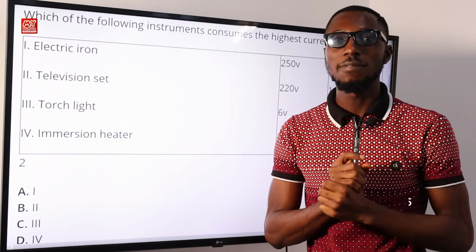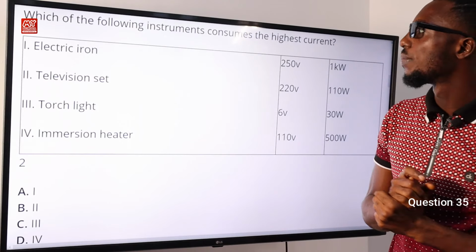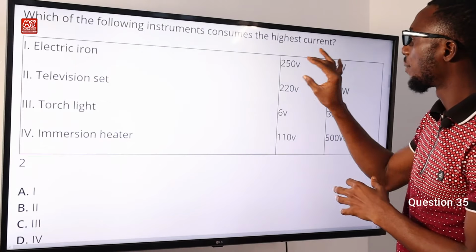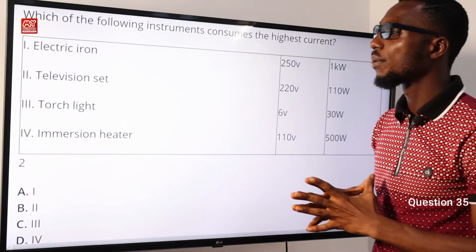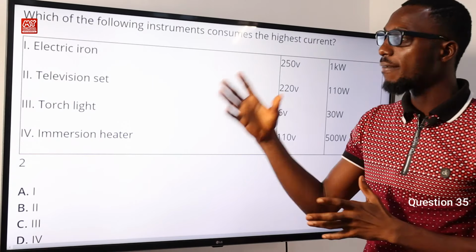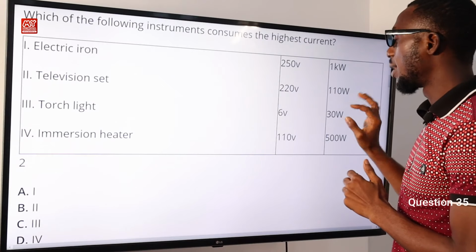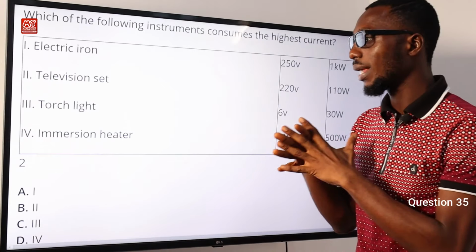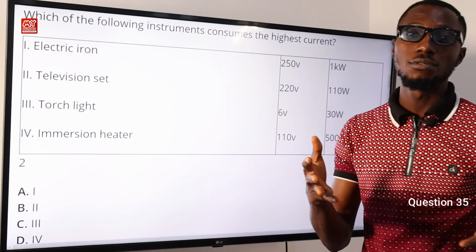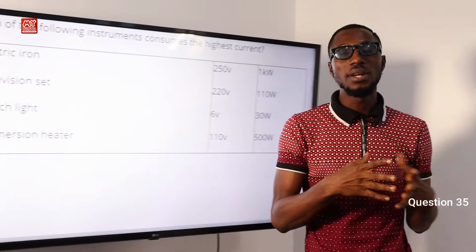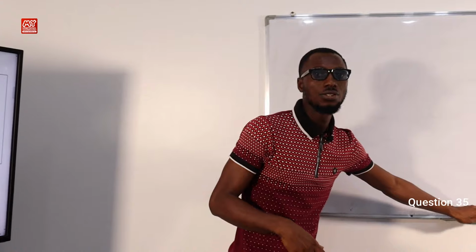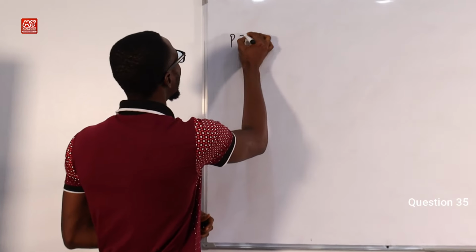So we are tackling question 35. Which of the following instruments consumes the highest current? Okay, we have an electric iron, 250 volts, 1 kilowatt. We have a television set, 220 volts, 110 watts. We have a torchlight, 6 volts, 30 watts. Then we have the immersion heater, 110 volts and 500 watts. So all we have to do is use the power formula, which is P equals IV, that is current times voltage.